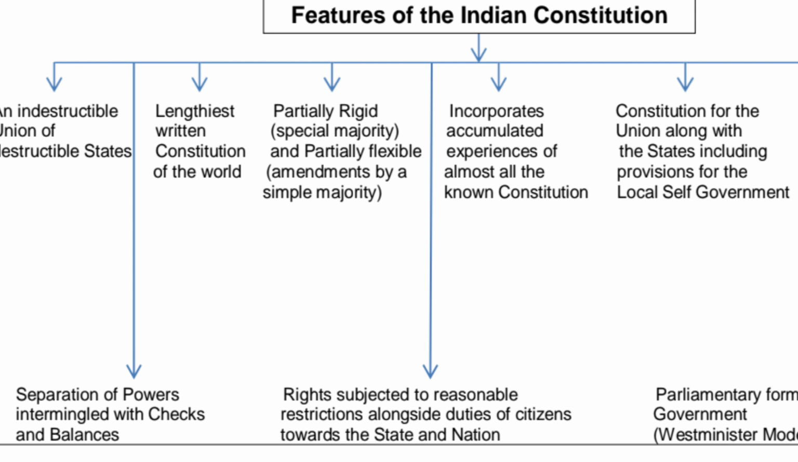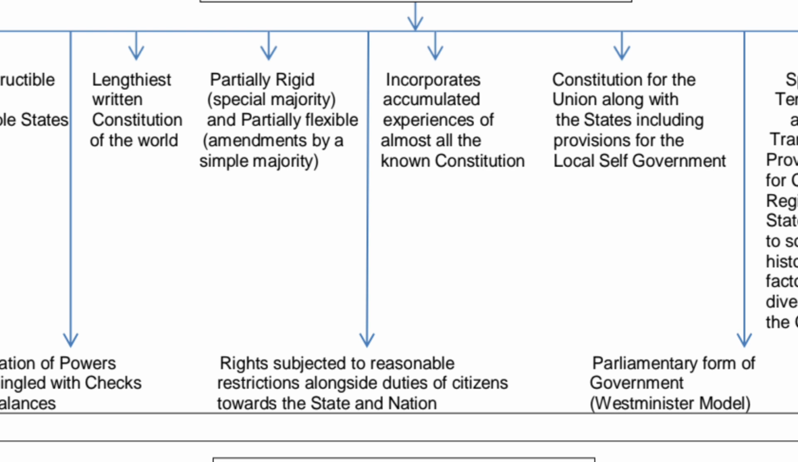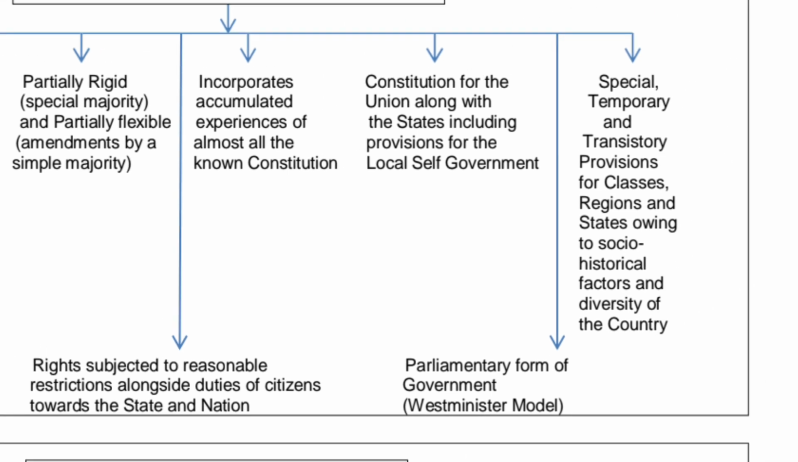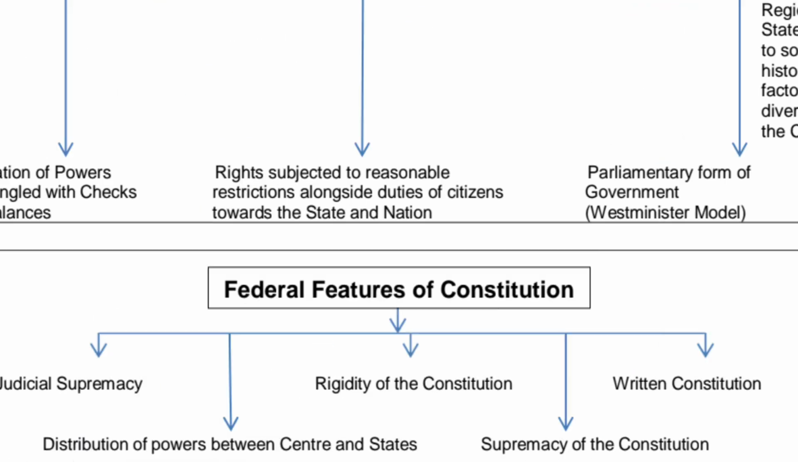It incorporates the accumulated experiences of almost all the known constitutions, a constitution for the union along with the states, including provisions for local self-government, and a parliamentary form of government on the Westminster model. Last are special, temporary, and transitory provisions for classes, regions, and states owing to socio-historical factors and diversity of the country.